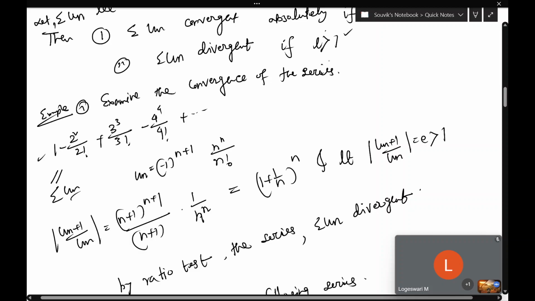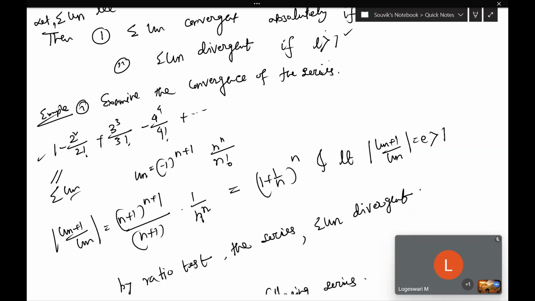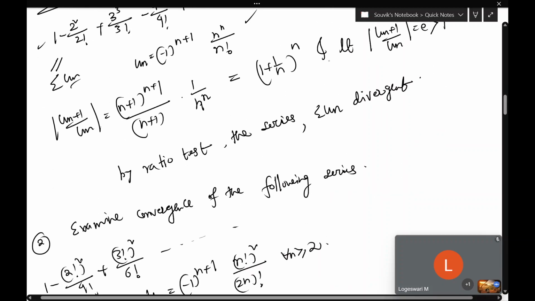For example, examine the convergence of the following series: 1 minus 2 square by factorial 2 plus 3 cube by factorial 3 minus 4 cube by factorial 4 plus dot dot dot. If we call this series summation u_n, then u_n will be (-1)^(n+1) times n to the power n by factorial n. If you take the modulus of this, then this will be (1 + 1/n) whole to the power n. The limit of |u_(n+1)/u_n| is e, which is greater than 1. So by the ratio test, the series summation u_n is divergent.